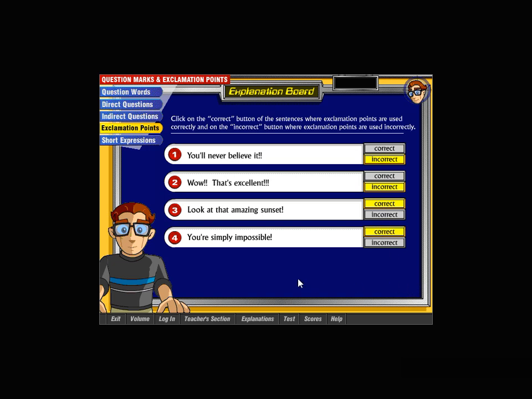Yes, well done, that's right. Never use more than one exclamation point, no matter how angry or emotional you want to be in writing. This means that in the first two examples, exclamation points are incorrect. But the other two examples, using one exclamation point after each emotional outburst, are both correct.